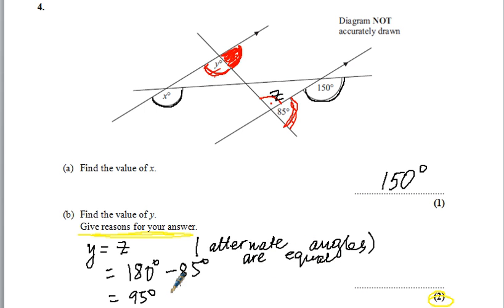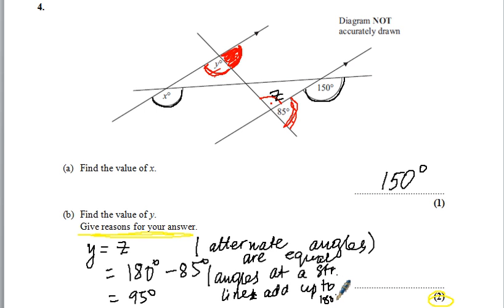Okay? And what is the reason for the next statement? Angles at a straight line. You will write in full, right? Angles on a straight line add up to 180. And so here is your answer, 95 degrees. Okay? Here is your 1 mark. Here is 1 mark for writing 2 reasons.